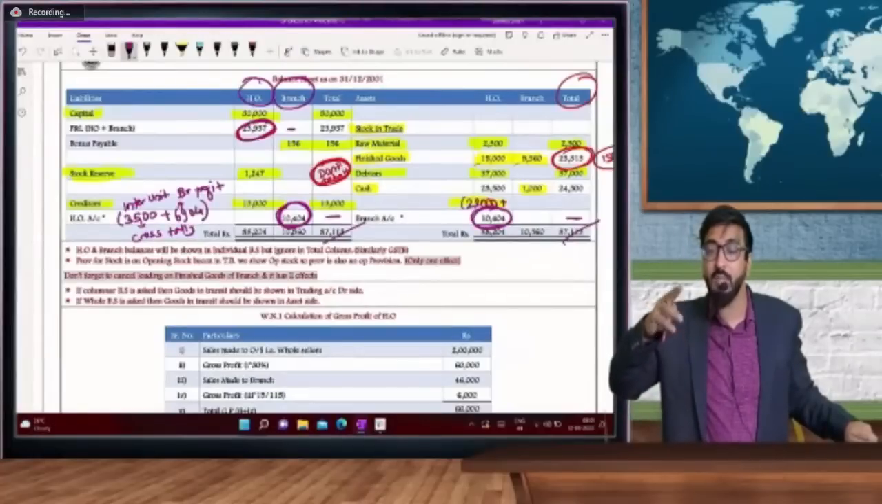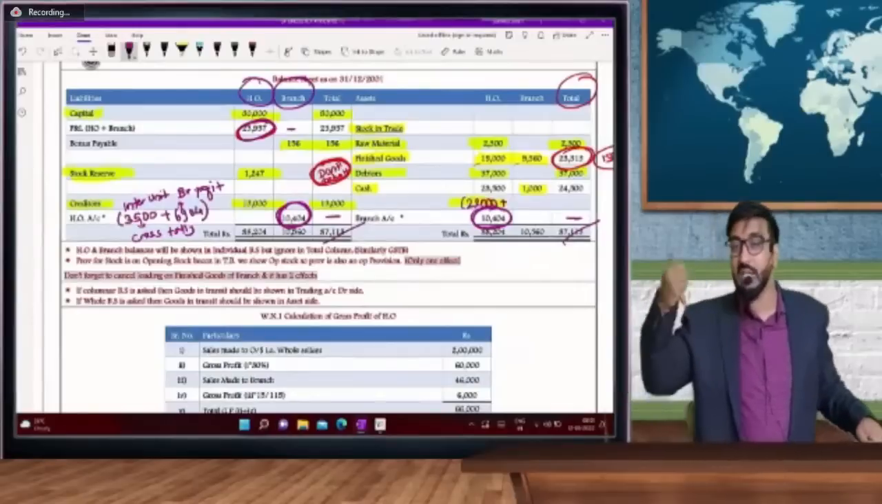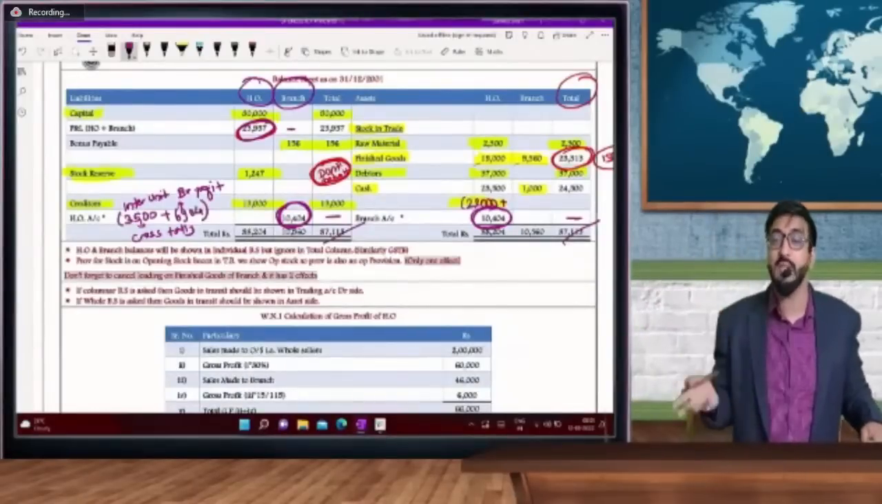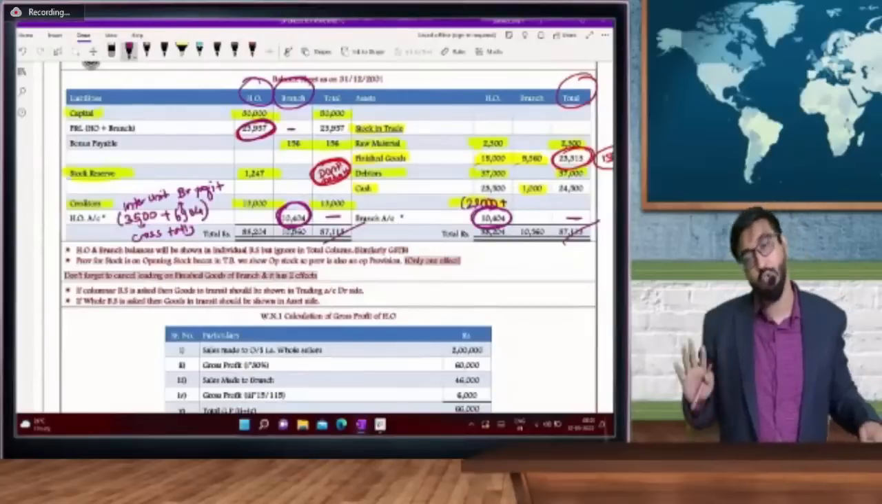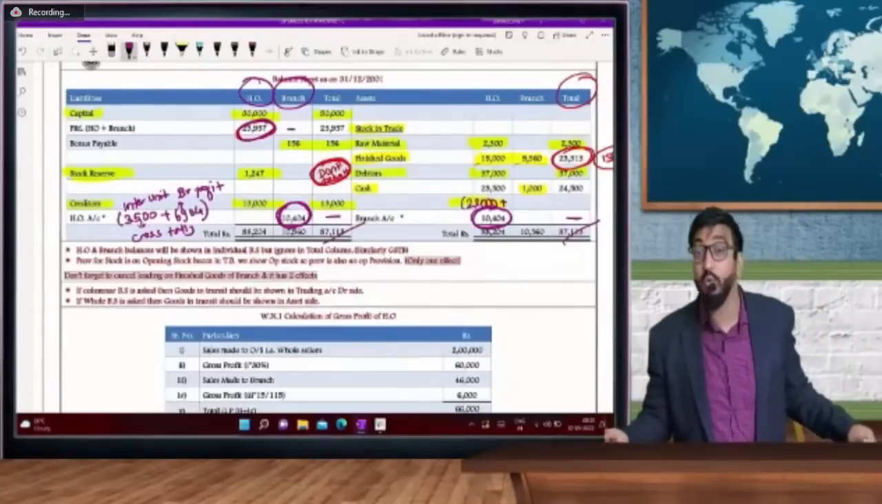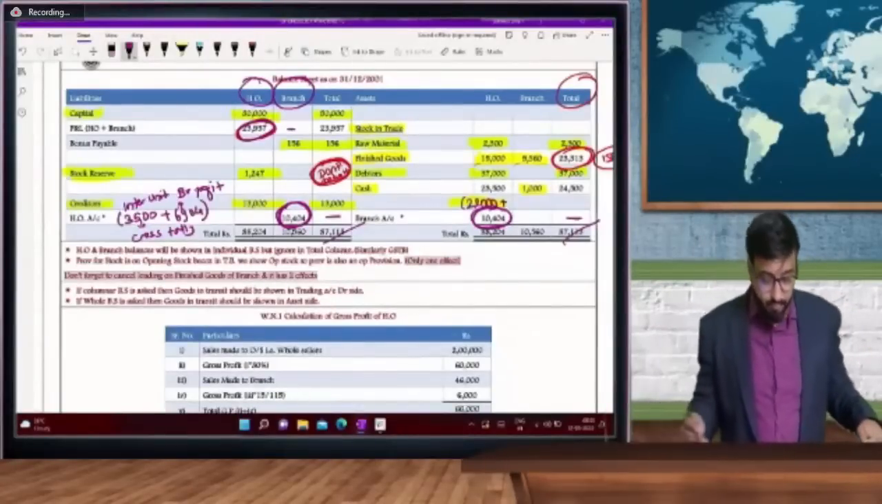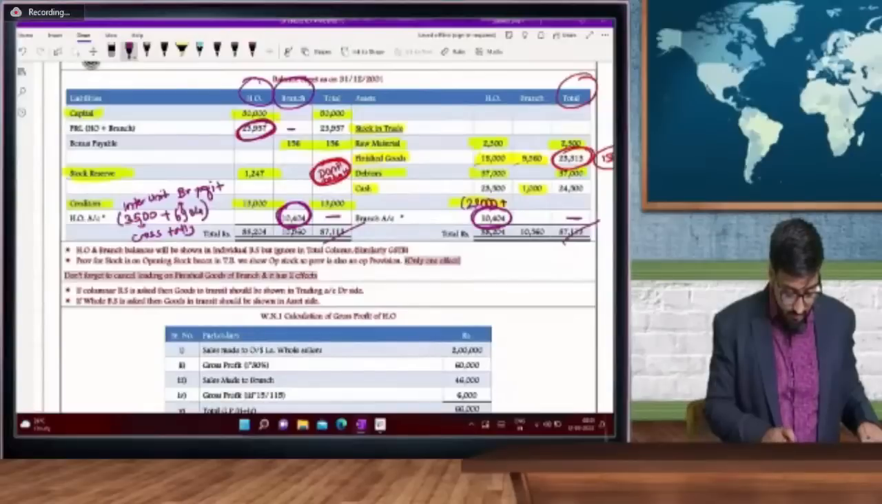Inter-unit transaction means HO will transact with branch and branch will transact with HO. So what is inter-unit? Inter-unit means in HO books branch account and in branch books HO account. This is called inter-unit. I hope you understood this question. Yes. Chalo, now it's your query time.